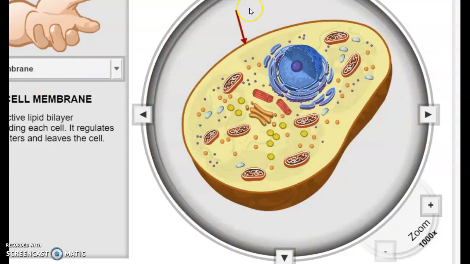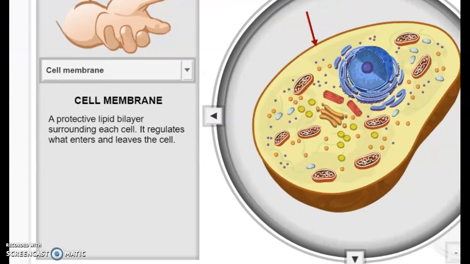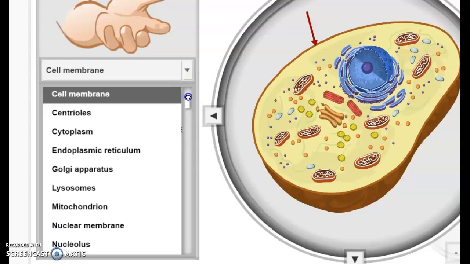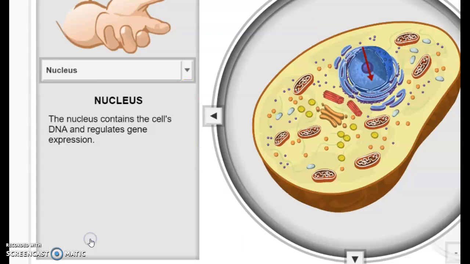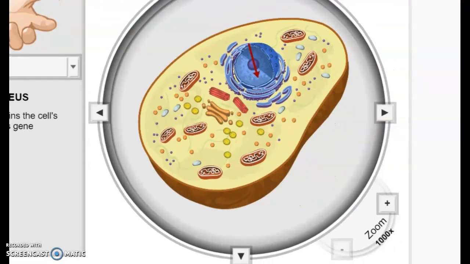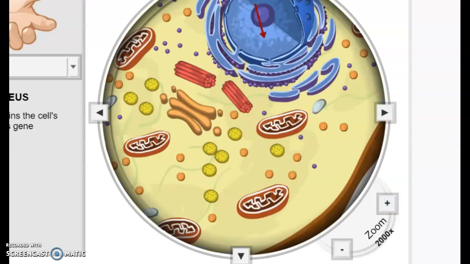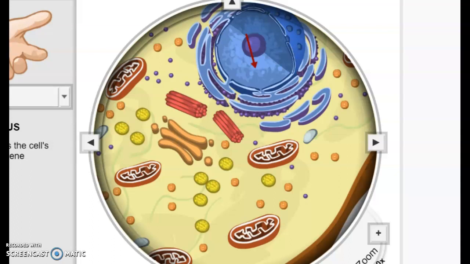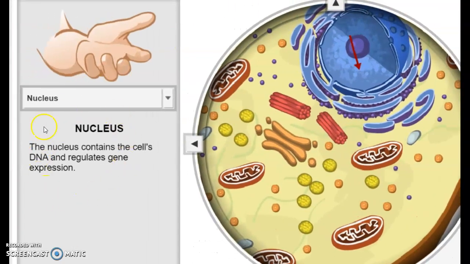Okay, on the drop-down menu for this, it starts off with cell membrane. Let's move on to a different organelle. We'll say let's go to the nucleus. So when you click on a different organelle, this arrow will move and you will see the arrow pointing to the organelle that you have selected from the drop-down menu to the left. So here you can see where the organelle is located. Over here, you can see the function of that particular organelle.